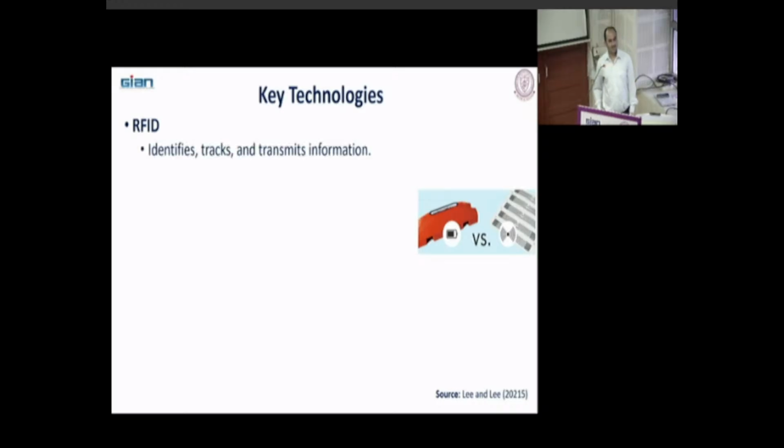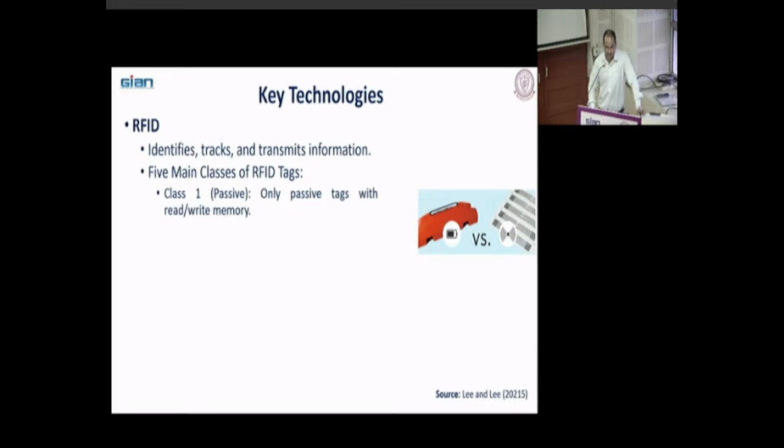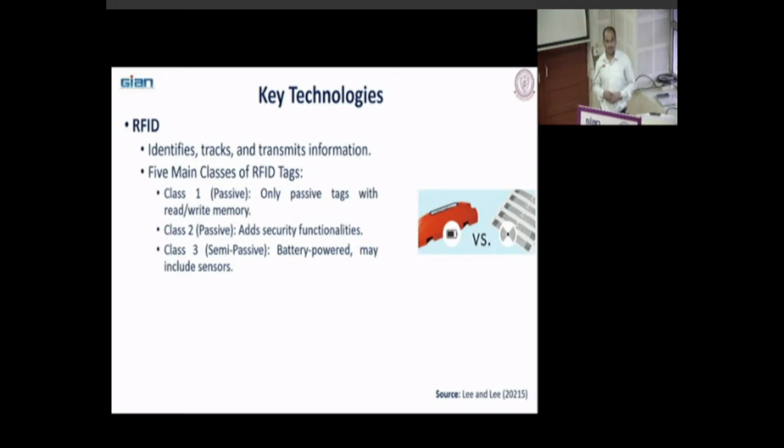Purpose of RFID is to identify, track, and transmit the information from one member to another member, or one entity to another entity. There are 5 main classes of RFID tags. Passive one, only passive tags with read and write memory. It doesn't interact with the other members. Passive adds security functionalities, additional functionalities. Third one is the battery powered, may include sensors. So there are some sensors you could add there in the semi-passive one. Active, battery operated, can communicate with the similar tags, other RFID tags.